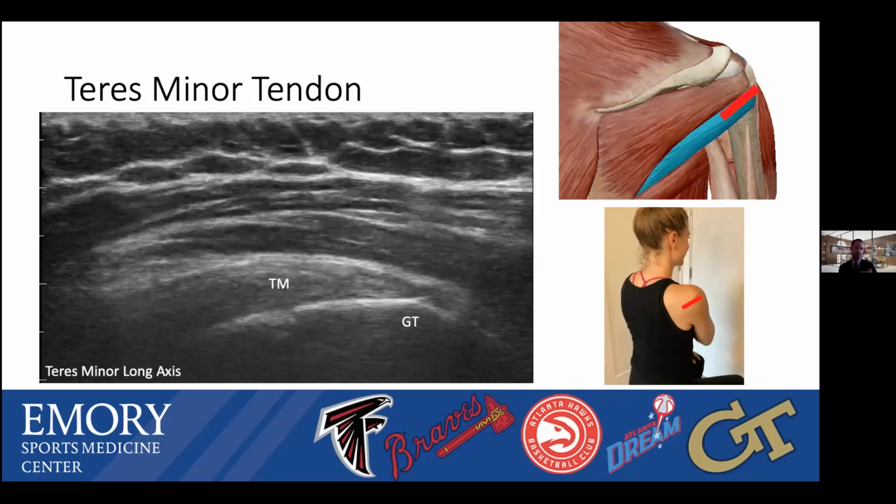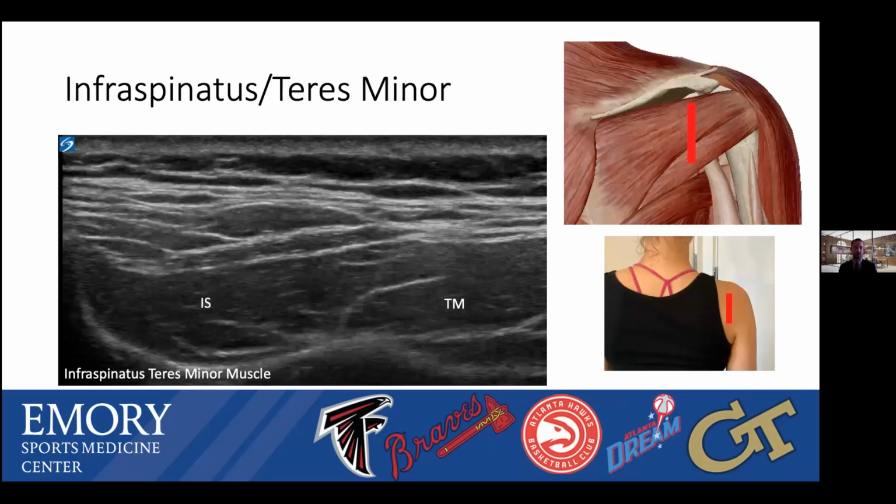And then I'll move inferiorly from that infraspinatus to look at the Teres Minor tendon. And the Teres Minor is a great reference tendon because it's rarely torn. So if you're looking for a tear for the infraspinatus, you can compare it to the Teres Minor to get a good reference.